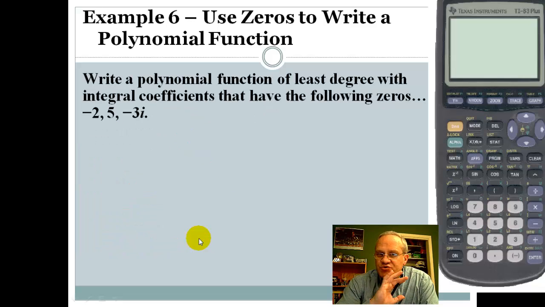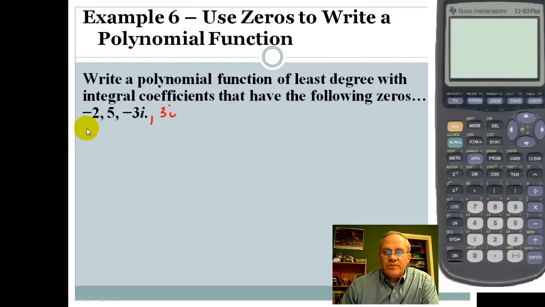Okay, now it gets a little trickier. Notice we've got an i in there. We've got an imaginary number. So remember what we just said about the imaginary numbers, they always come in pairs. So that means if negative 3i is one of the zeros, then positive 3i is also a 0. So we really have 4 zeros here.